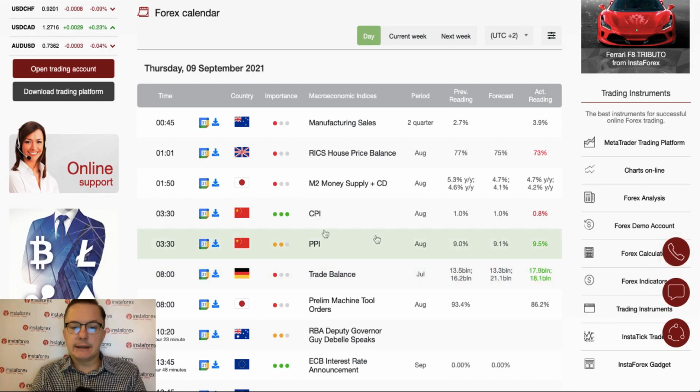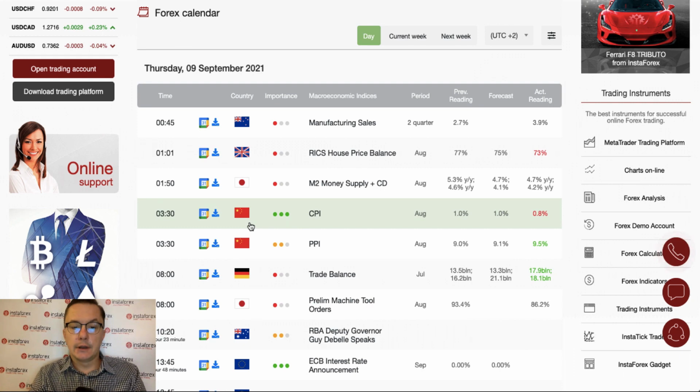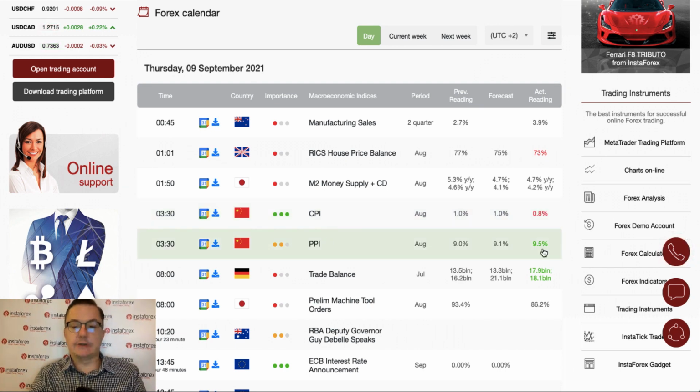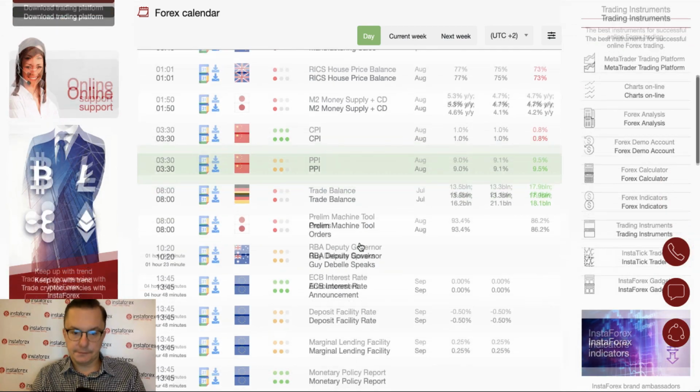We got the CPI index from China scheduled for release tonight at 3:30. It's already been done. 0.8%, which is less than forecast, less than a month ago. So there is no inflationary pressure in China. Producer price index jumped to 9.5% from 9% and beats the expectation of 9.1%. So kind of a mixed data here.